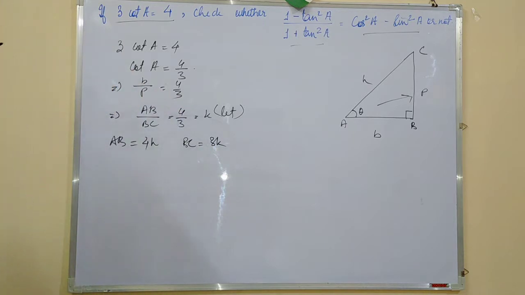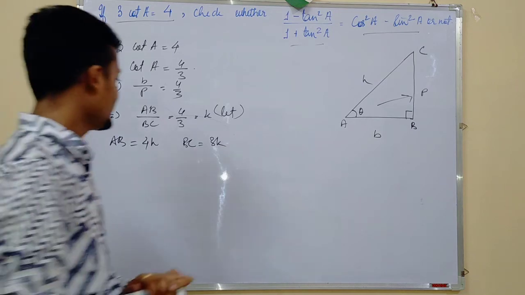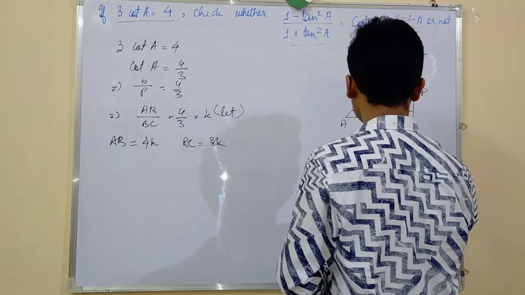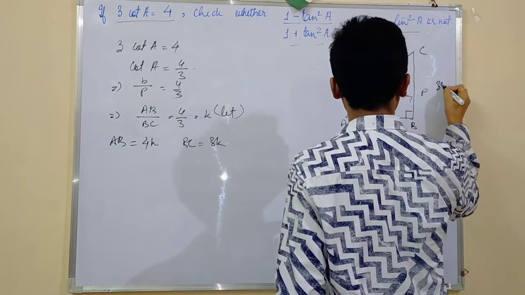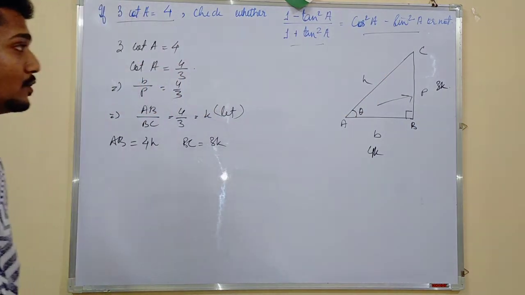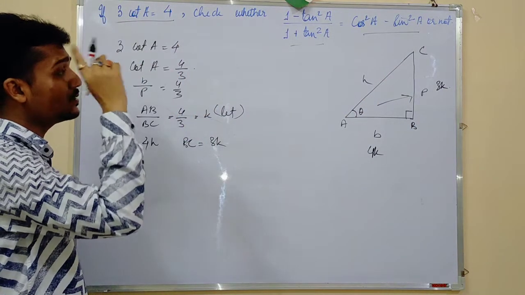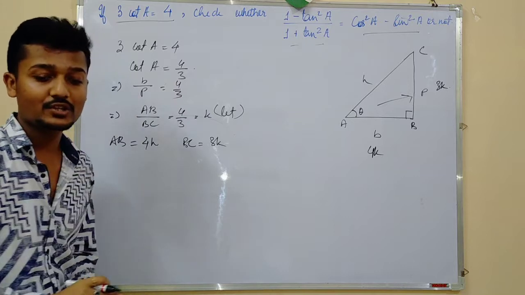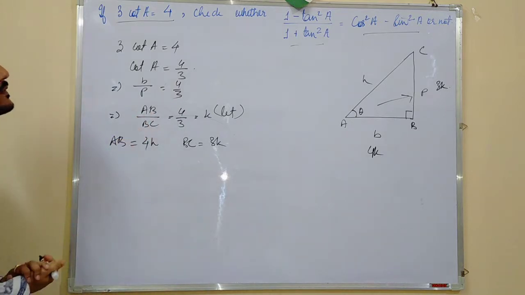So we have got these things, isn't it? AB is equal to 4K and BC is equal to 3K. We can easily write it down here. It is found by us. Then we can easily find out H, yes or no?